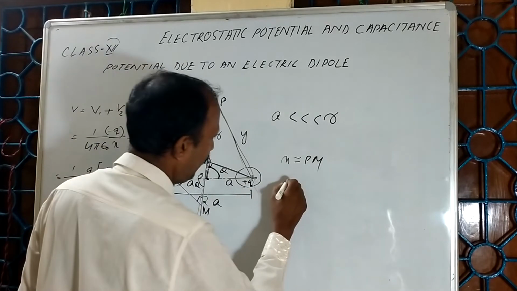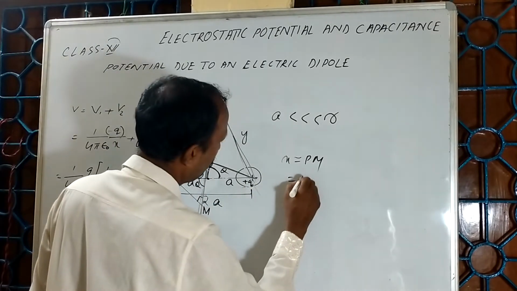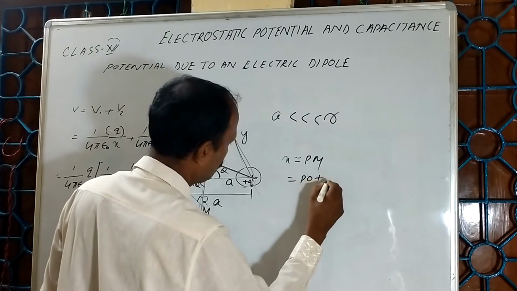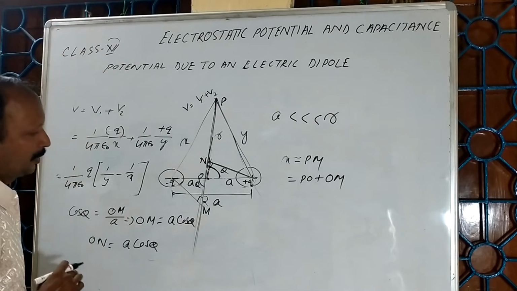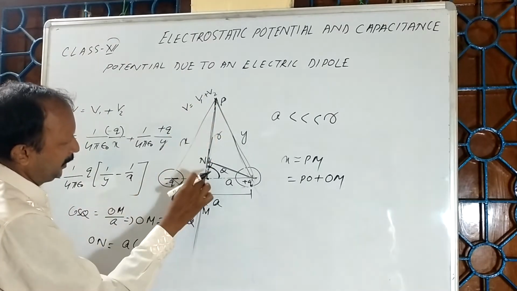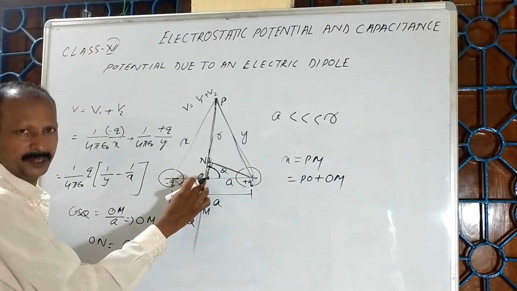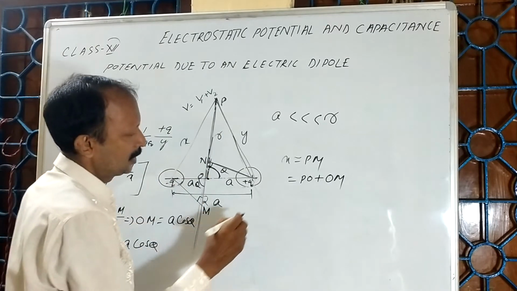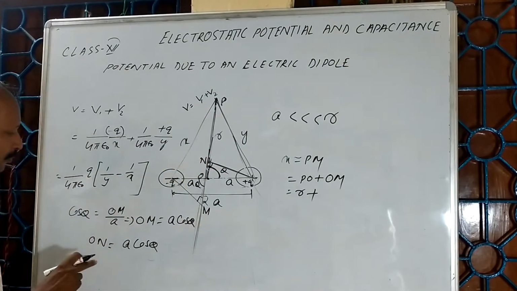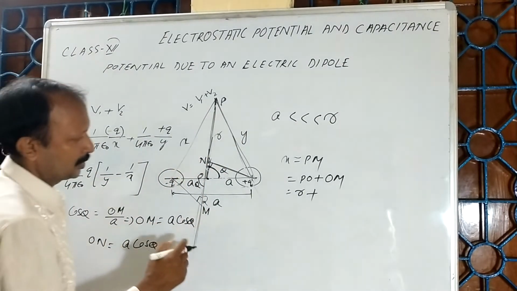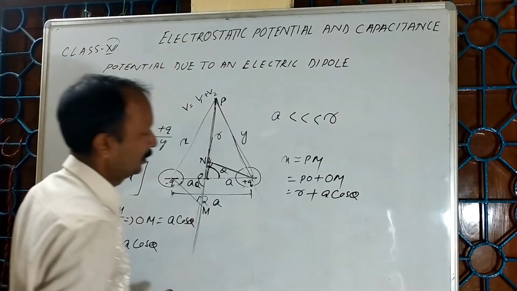So in place of PM, I can write PO plus OM. PO is the distance from the point P to the midpoint of the dipole, which I have taken as r. So I can write this as r plus OM, and OM we got as A cos theta. So this is r plus A cos theta.